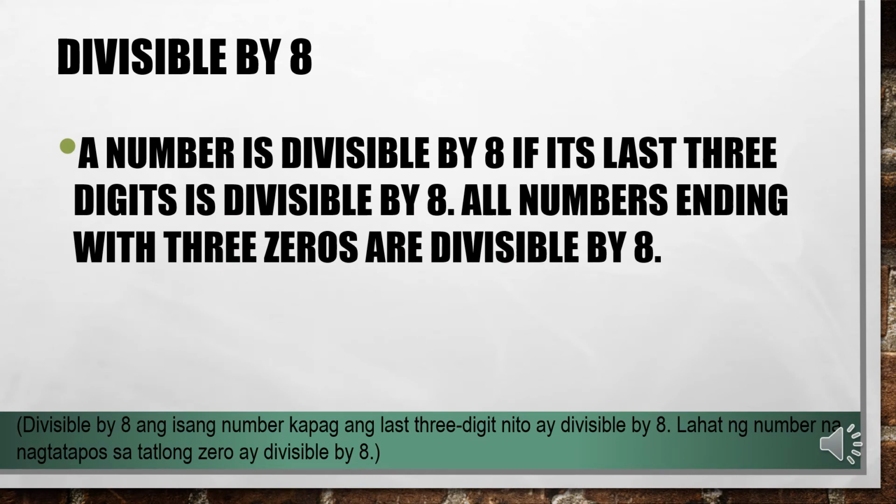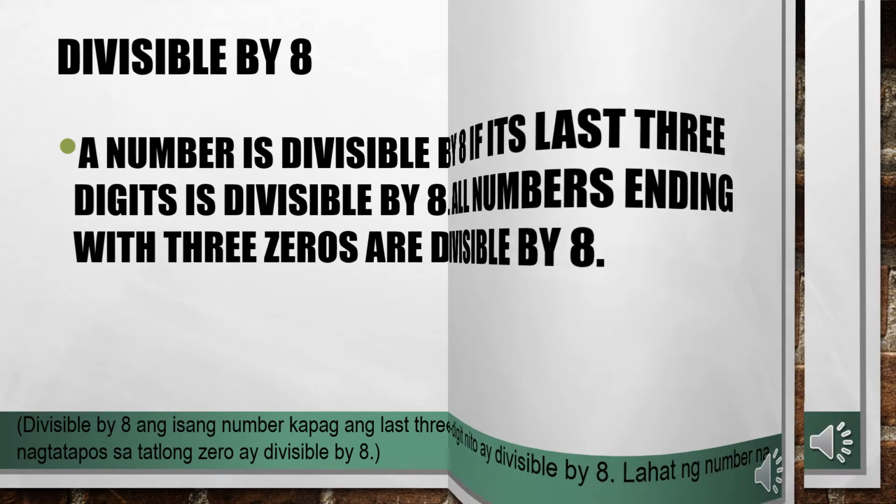Divisible by 8. A number is divisible by 8 if its last three digits are divisible by 8. All numbers ending with three zeros are divisible by 8. There is no shortcut in this rule. All you have to do is to divide the last three digits of the number by 8. If there is no remainder upon dividing, the number is divisible by 8. Let's take a look at these examples.